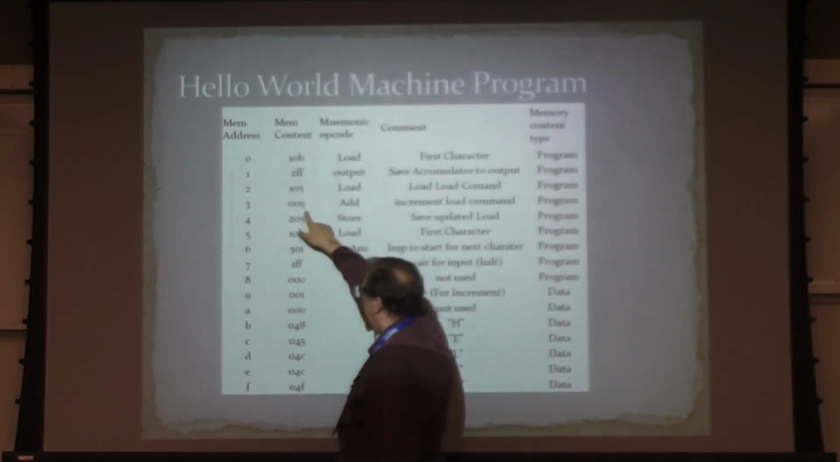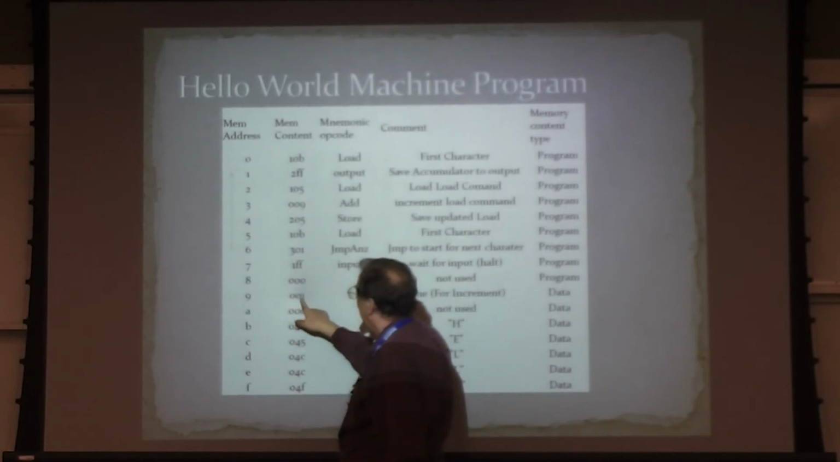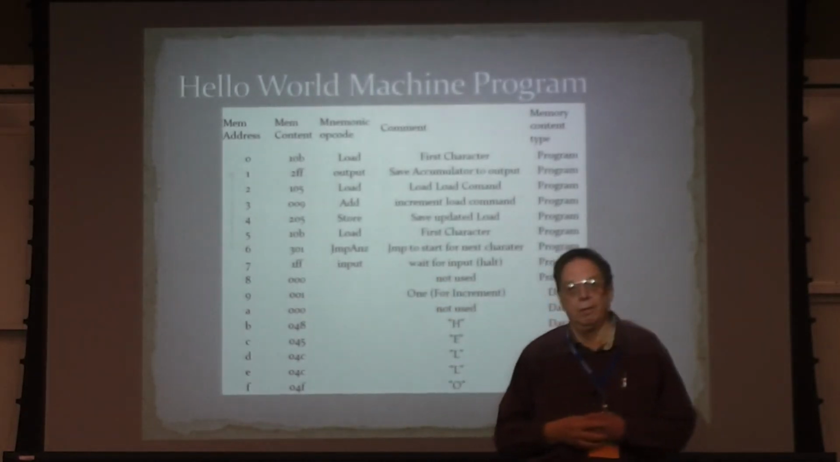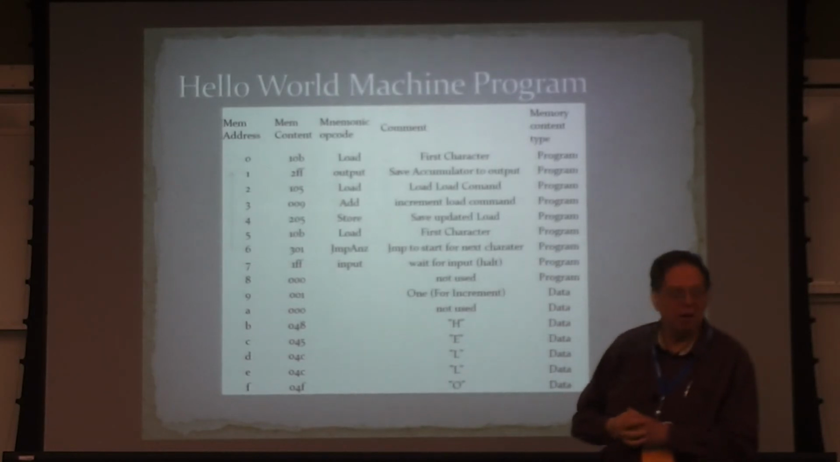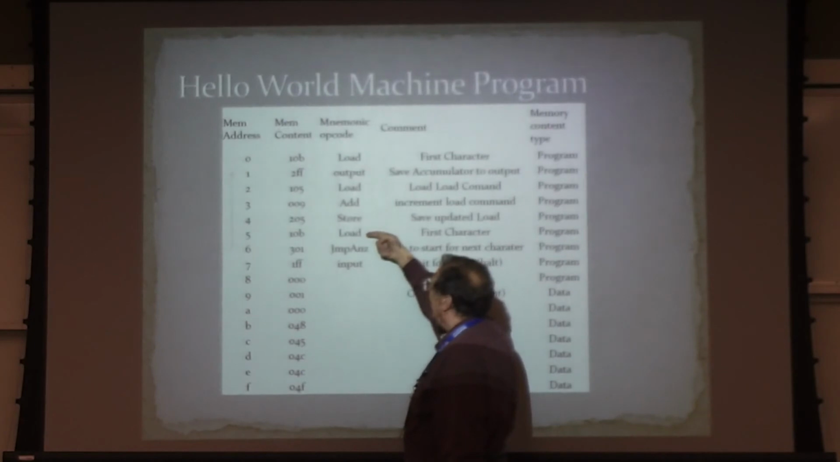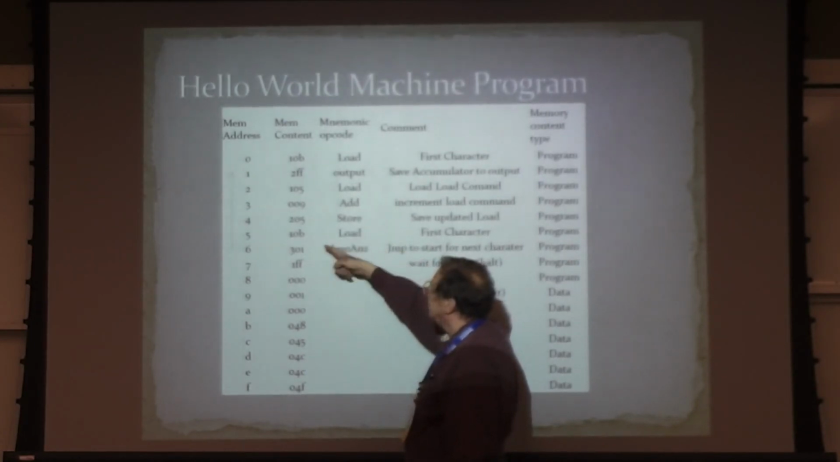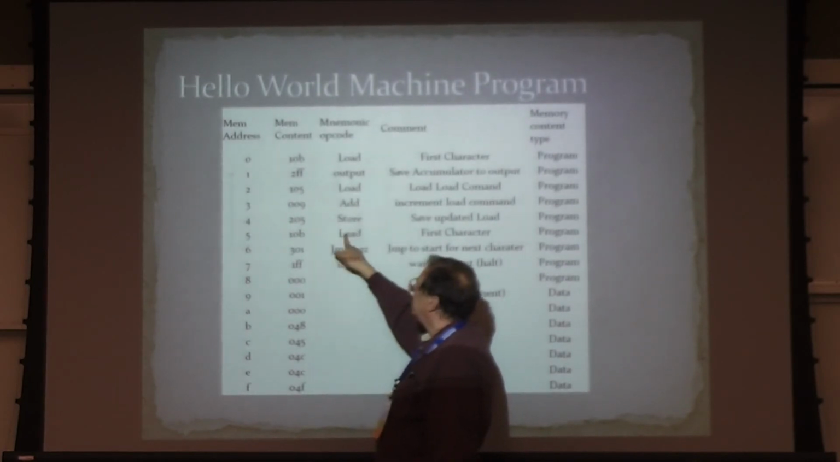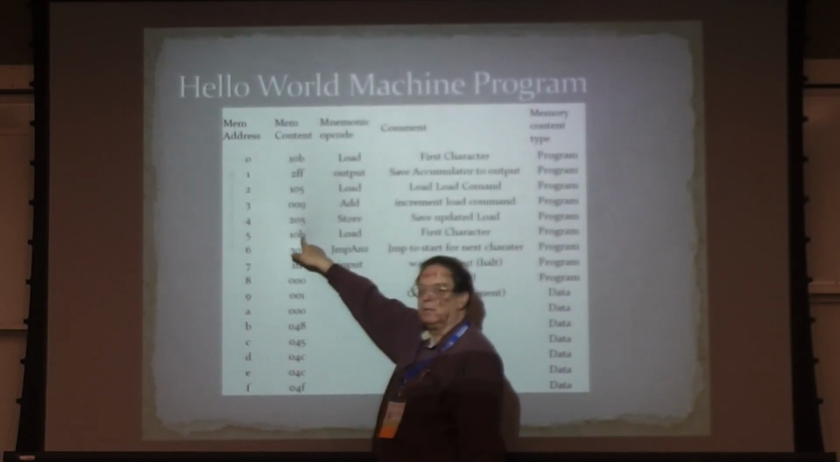I add from memory location 9, which is a 1, add 1 to it. So I increment that instruction. Self-modifying code. Okay, increment the instruction, and then I store it back to memory location 5. So now I've modified this instruction, so now it says 10C.